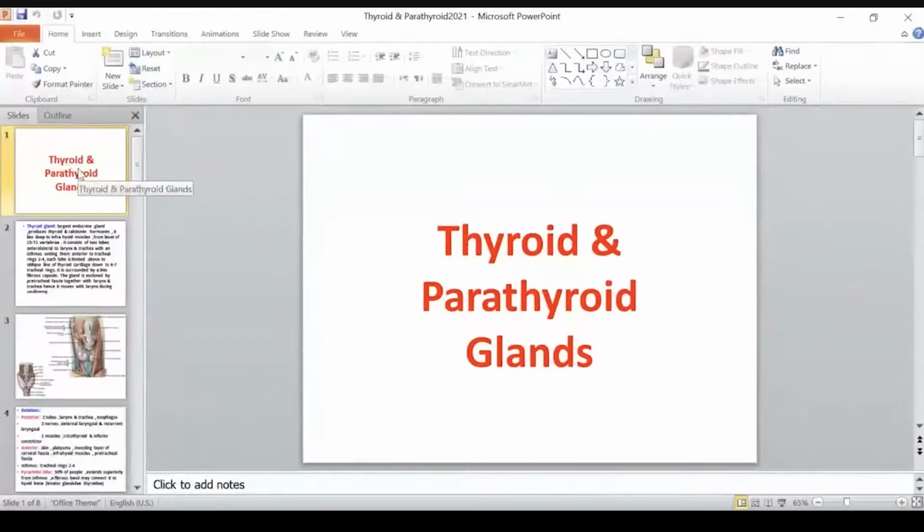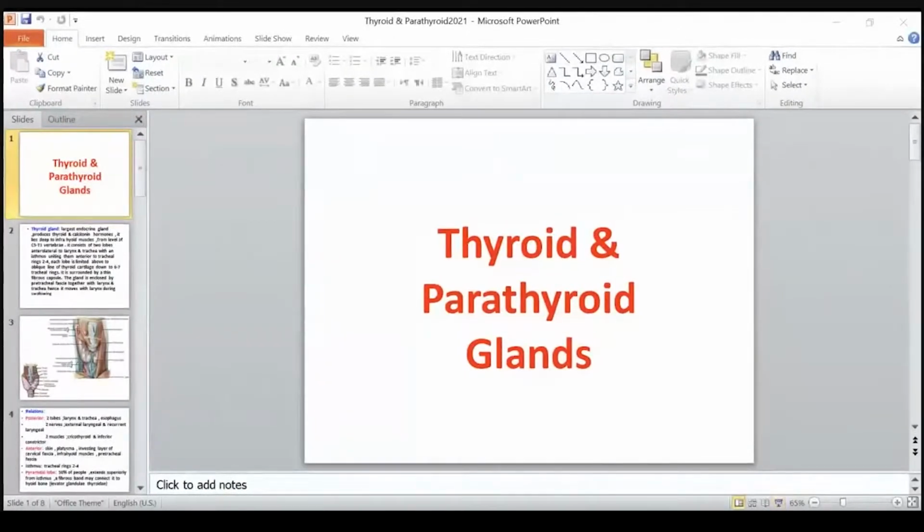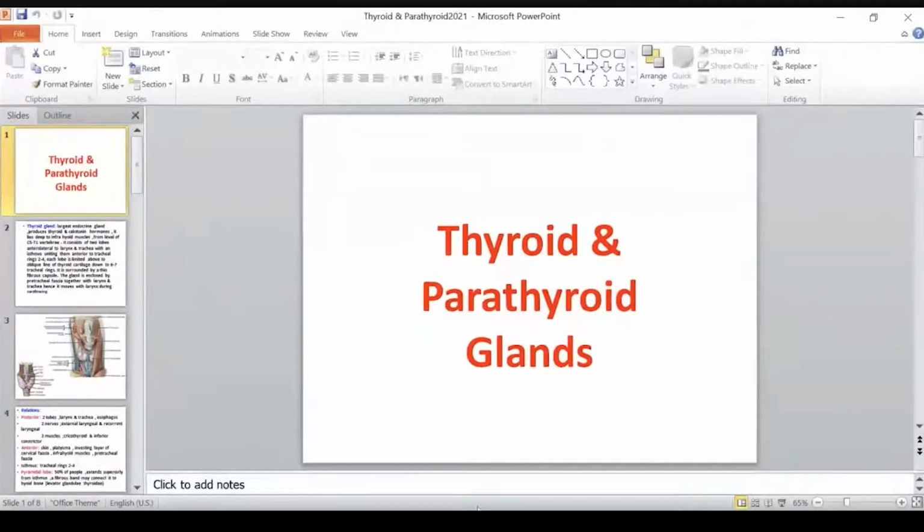Thyroid and parathyroid. Now last session we have studied the larynx. Today we will study the endocrine part of the neck. And the endocrine part of the neck is composed of two glands, thyroid and parathyroid glands. We will start with the thyroid gland.